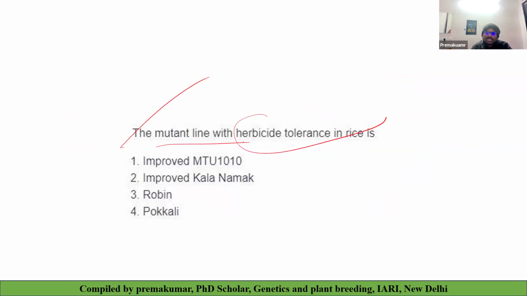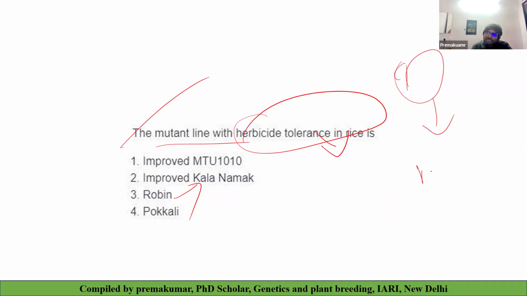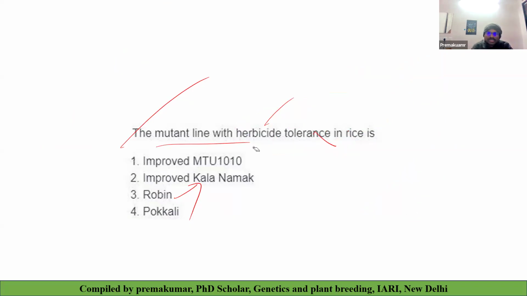Mutant line with herbicide tolerance. Robin, we have discussed. And last year also I discussed the 1987 and 1985 varieties, how they were developed, which mutant they used, which herbicide. Maybe next year there may be a question on which herbicide. Okay, immediate PR, I will discuss.